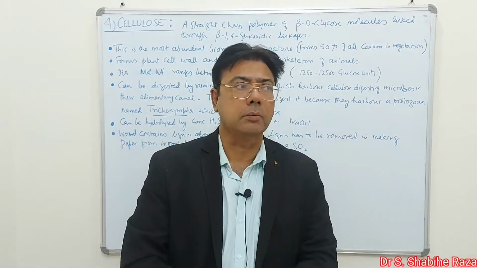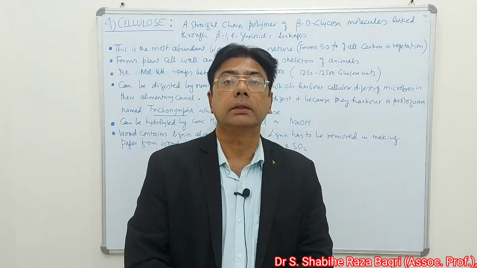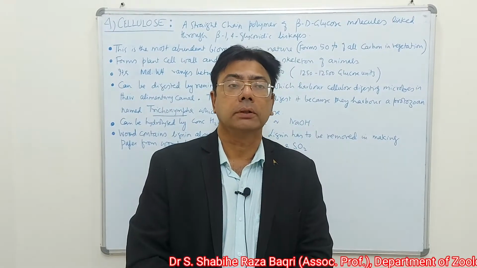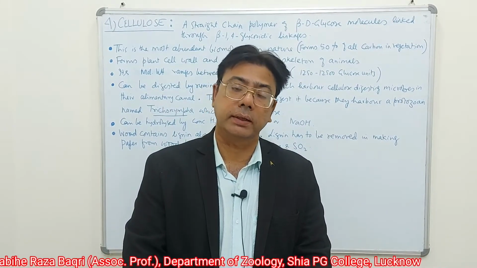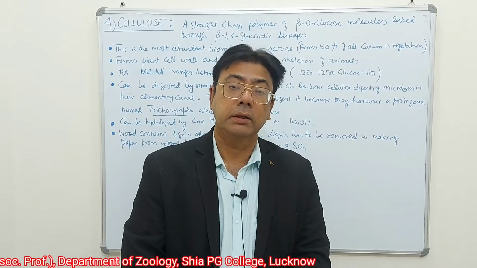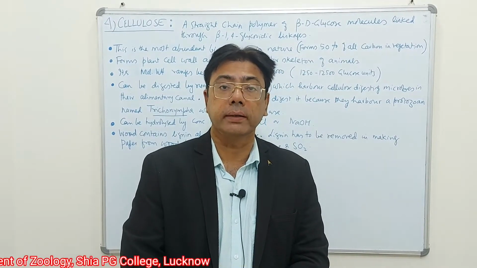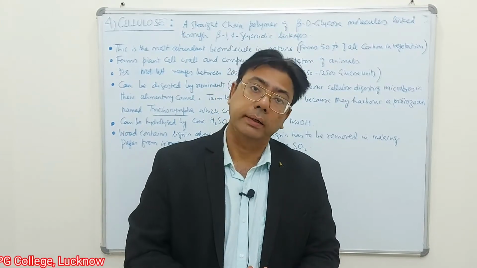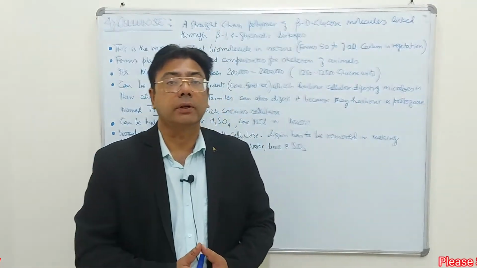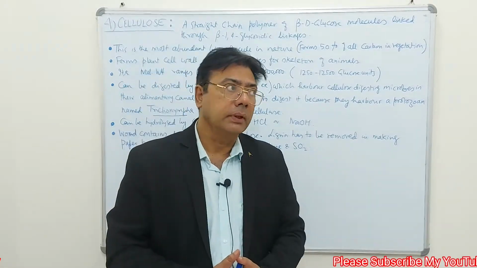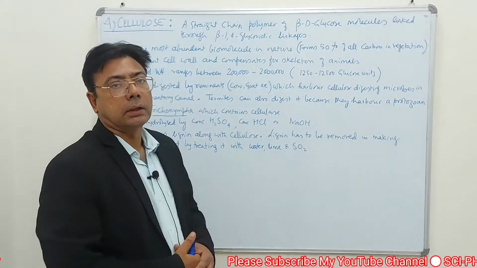The next homopolysaccharide is extremely important, because this polysaccharide is not only the most abundant polysaccharide occurring in nature, but is also the most abundant biomolecule occurring in nature. It is very abundant because it forms the cell wall of plants. I am talking about cellulose.